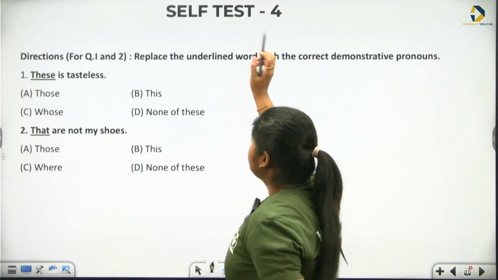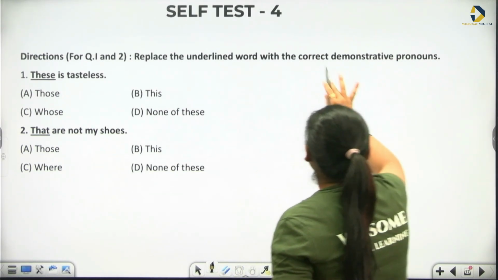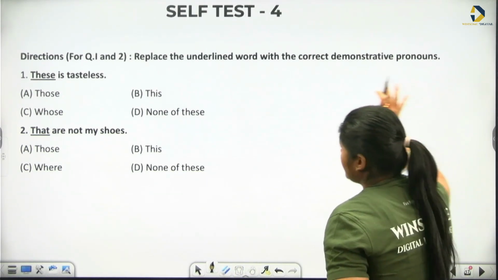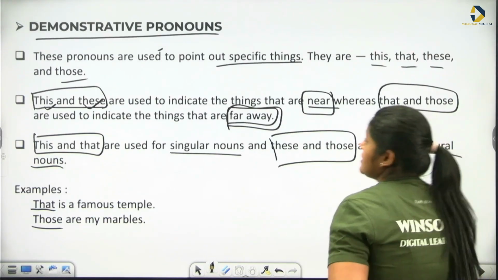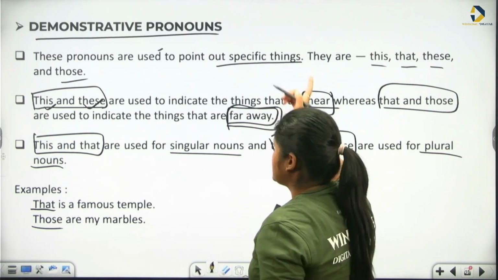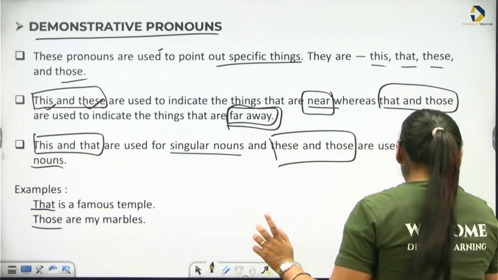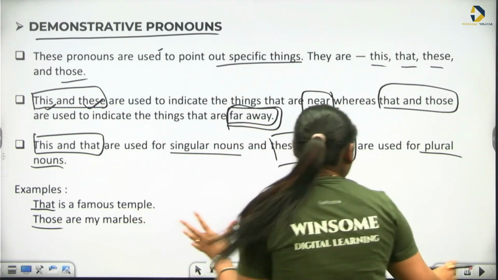Now we will do the self-test 4. You need to replace the underlined word with the correct demonstrative pronouns. Okay. Now what were demonstrative pronouns? See, demonstrative pronouns are used to point out specific things. This, that, these, and those. Okay. Now by referring to this PDF, हम वो करेंगे. So it will be easy for you.